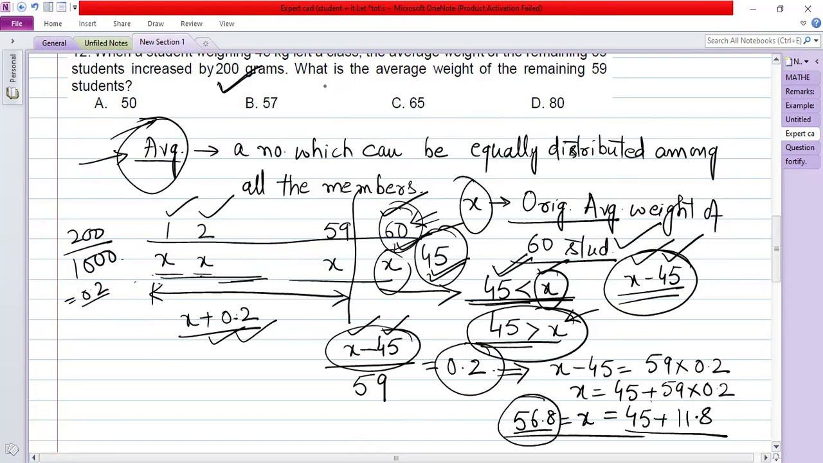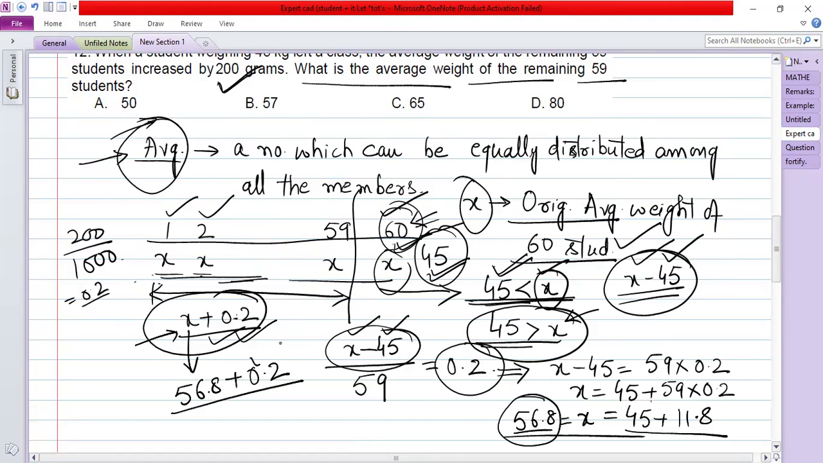But here we are asked what is the average weight of the remaining 59. So for the remaining 59, this x is 56.8, and their average was 0.2 more. It was increased. So 56.8 plus 0.2 will be nothing but 57 kilogram. Okay, so this is another way to solve this question.